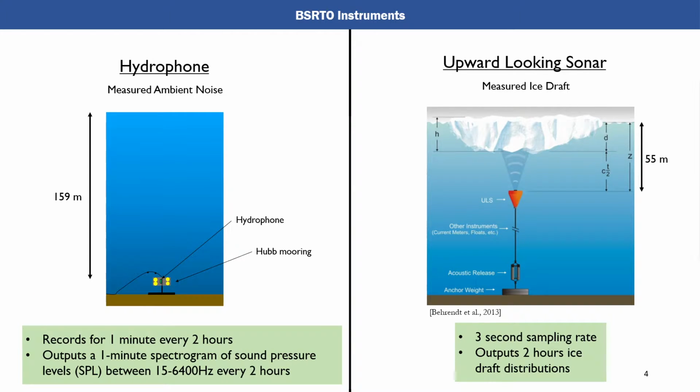There are a lot of sensors at this observatory, but I specifically have been working with the hydrophone and the upward-looking sonar. The hydrophone is on the hub mooring, 159 meters below the surface of the water, and will record for 1 minute every 2 hours, and then output a 1-minute spectrogram of the sound pressure levels. The upward-looking sonar will measure an ice draft every 3 seconds, and then will output a 2-hour ice draft distribution and send that via satellite in real time.